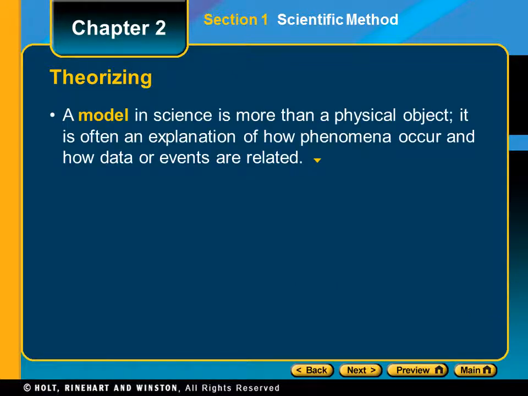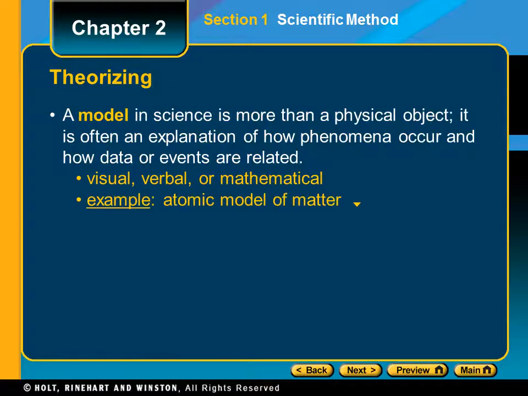And moving on to theorizing, once you've collected data as you've run your experiment, we create what we call models. Models in science are not just physical objects, but models are explanations, or they're diagrams, they're ways of understanding phenomenon or the relationship between data and events. Models can be visual, they can be verbal, they can be diagrammatic, they can be mathematical.